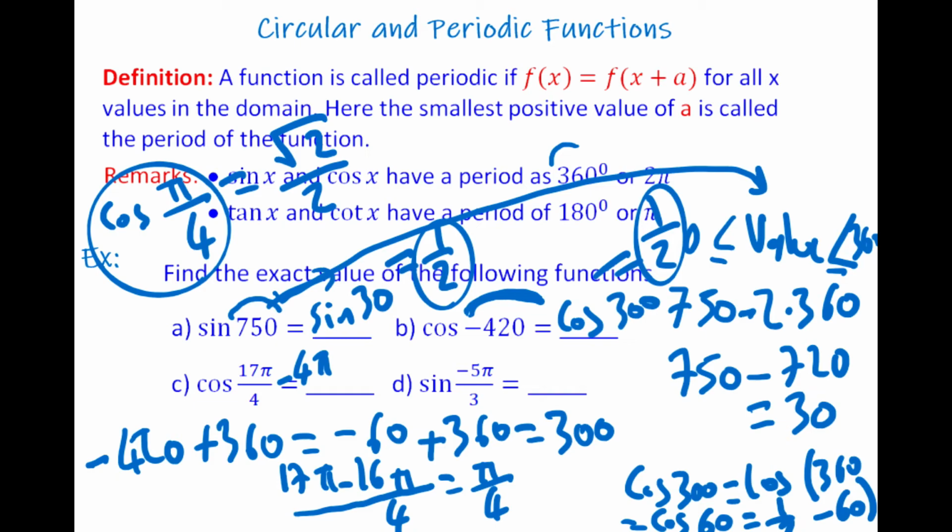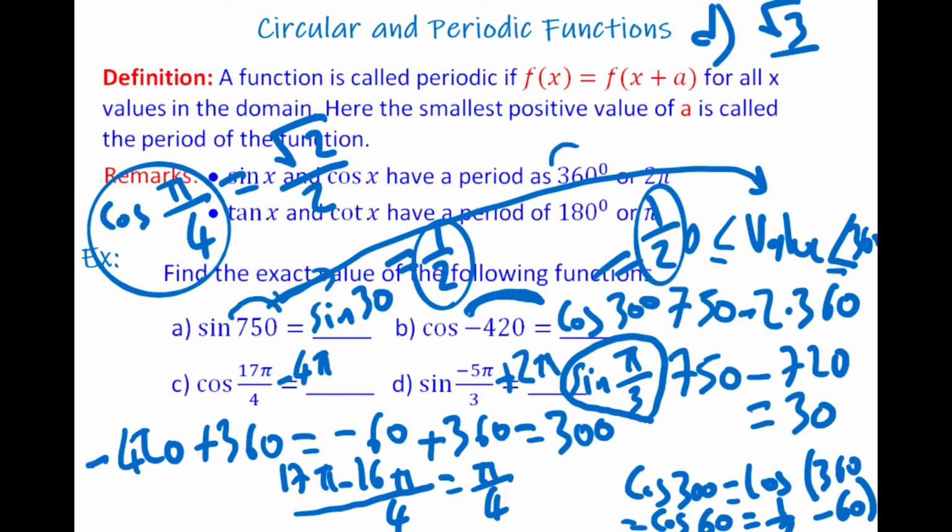Anyway, if you look at D here, it's going to be enough to add just 2 pi, guys, to make it positive. So if you add 2 pi here, 2 times 3, 6, 6 plus negative 5 is going to be just 1. So this is going to be, guys, sine 1 pi divided by 3, guys. So the exact value of sine negative 5 pi divided by 3 is sine pi divided by 3, and that is sine 60 degree, guys. And sine 60 is square root of 3 divided by 2, guys. So just let me write D here. D is square root of 3 divided by 2.